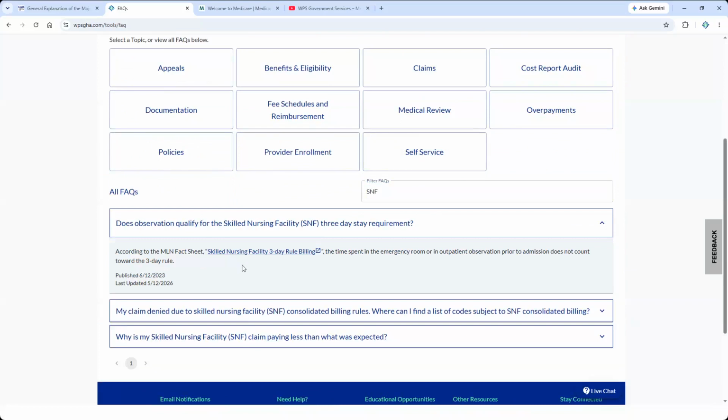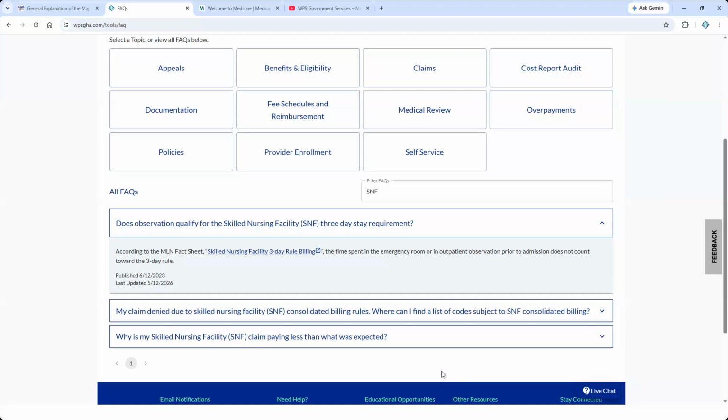This is the one about the 3-day qualifying or 3-day requirement. I want to point this out. I also want to point out the rest of the sentence. The time spent in the emergency room or in an outpatient observation does not count. Why? These are considered outpatient services. They do not meet the criteria for the 3-day qualifying hospital stay. So you want to make sure you're aware of that, which is why I actually brought you to this list so that you could actually see that.